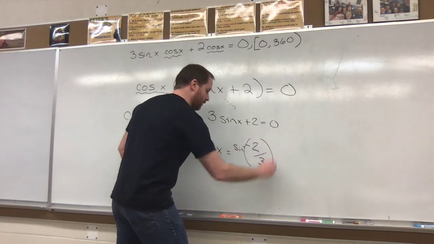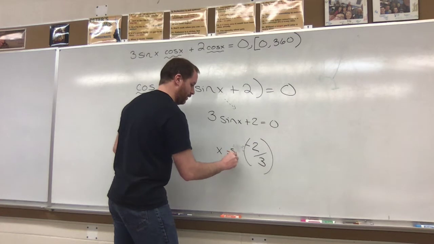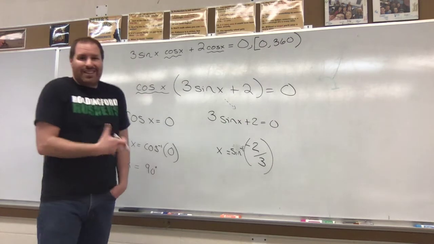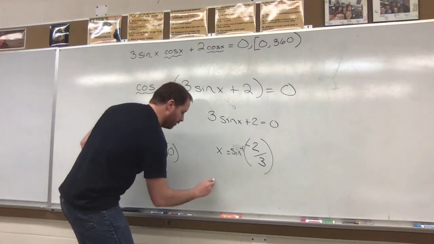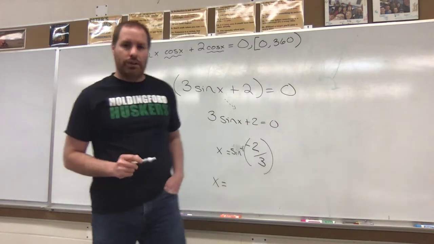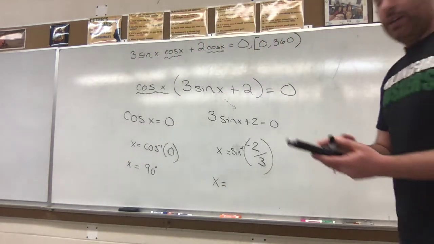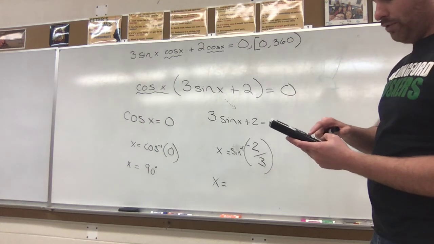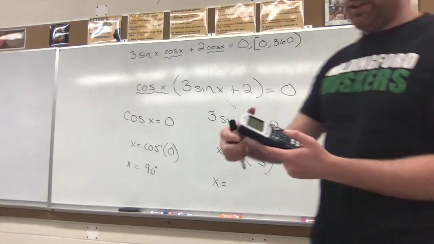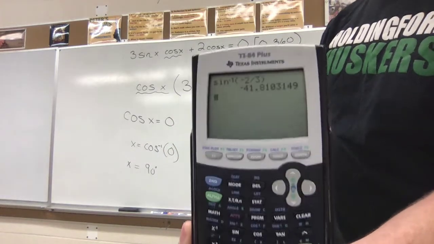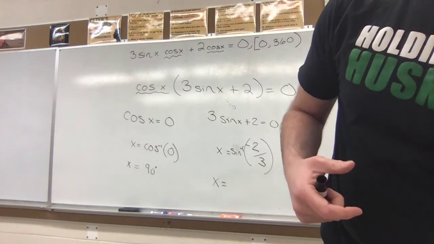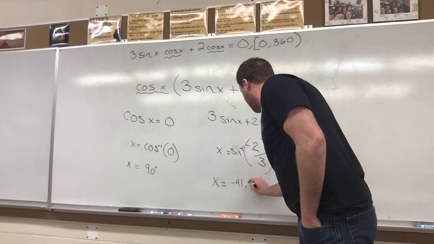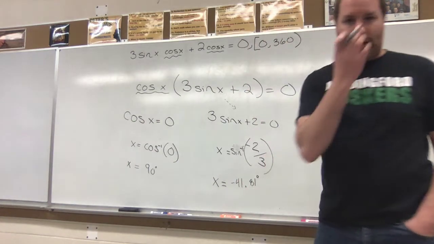There we go, sine inverse of negative 2/3. And this is one I don't know off the top of my head, so I would have to grab my calculator and check that, right? So in here, I would type in sine inverse of negative 2/3, because that's what we have on there. And I'd find out, oh, hey, we get negative 41.81 degrees, that's what we come out with.